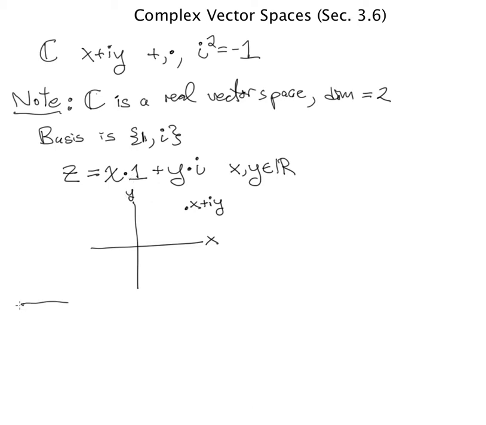Okay, so R has two operations on it, addition and multiplication, and so does C. And basically everything, well, most of the things that you can do with the real numbers with regard to vector spaces, you can do with the complex numbers.